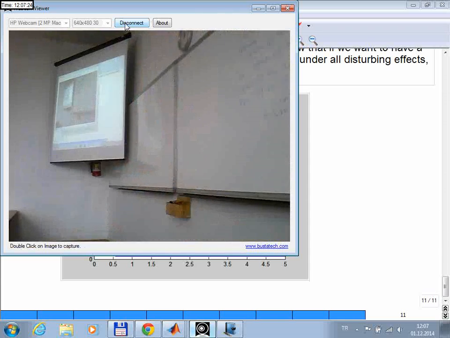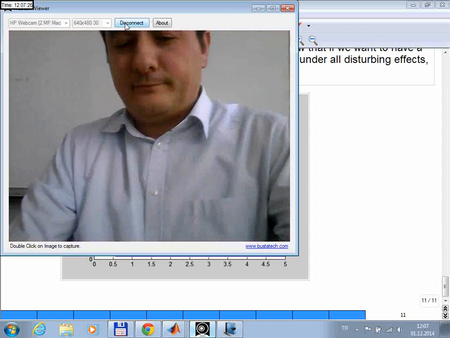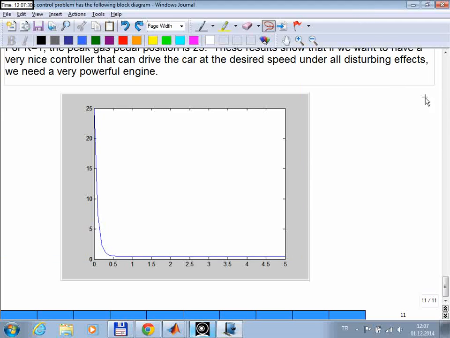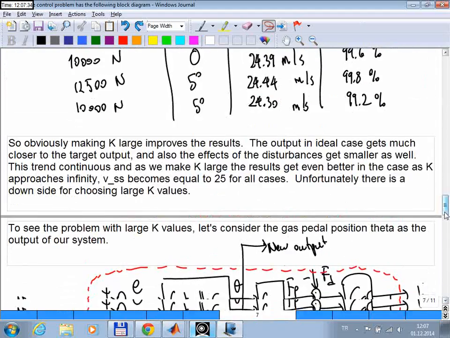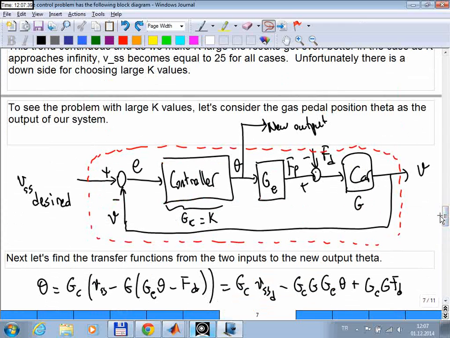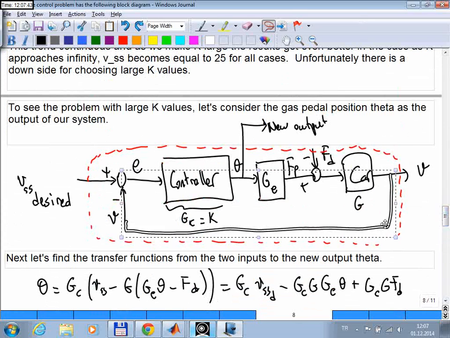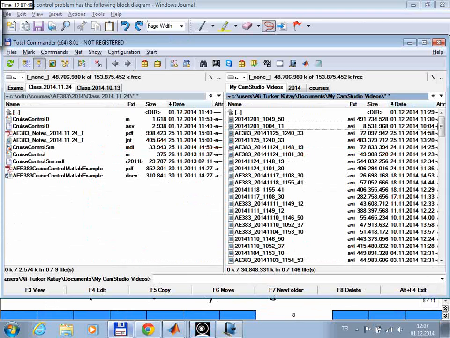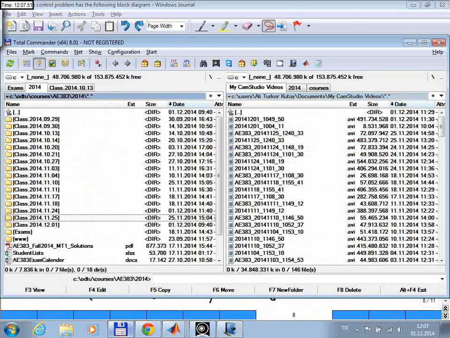But the message I'm trying to give here is that this part of the loop is essential for certain systems. So this is the feedback loop. Let me go back to the lecture notes.